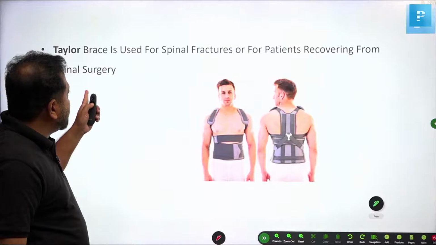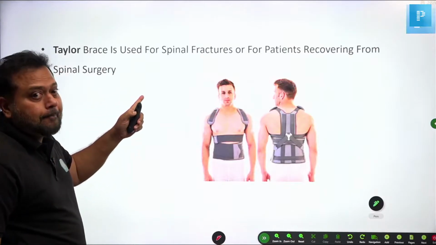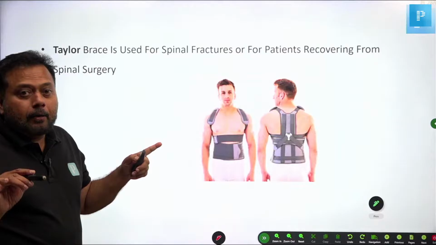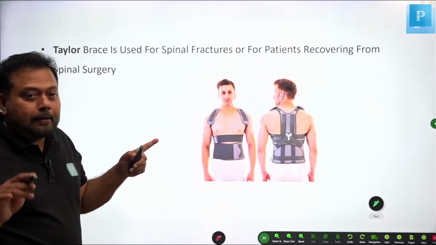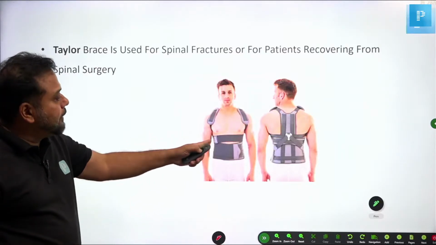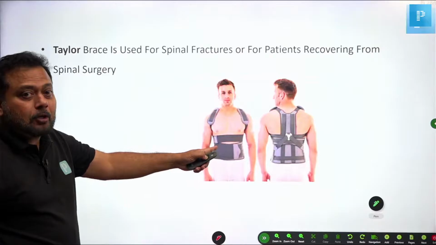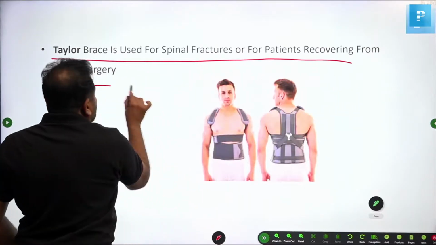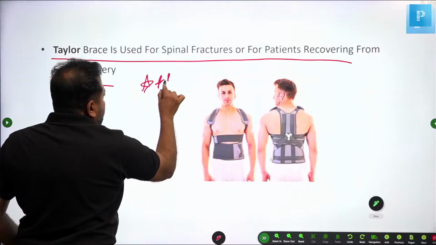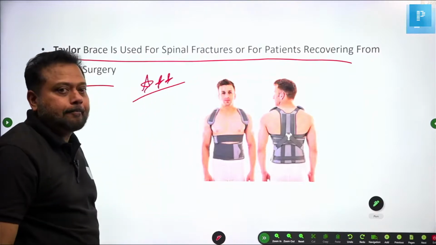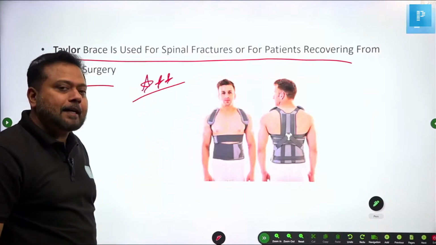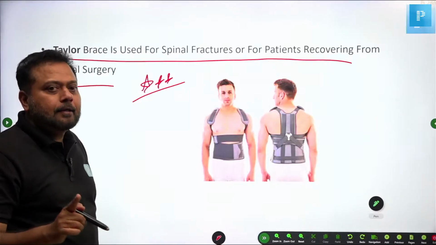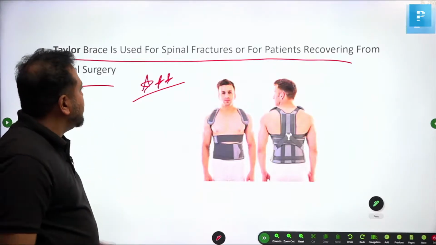Taylor's brace is used for spinal fractures or post-operative cases. I have done a surgery on the spine. When I discharge the patient, for a month, I will give spine support with this classical brace. This is called Taylor's brace. Very practically used thing in our ortho spine surgery. So post-operative spine stabilization, or somebody has sustained a spine fracture, the brace that is given is Taylor's brace.